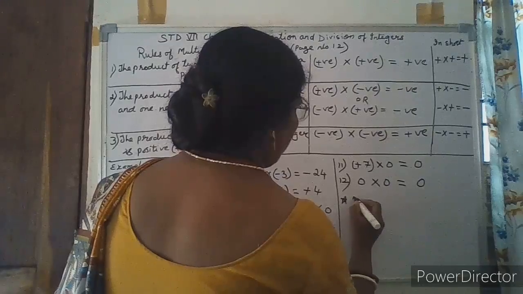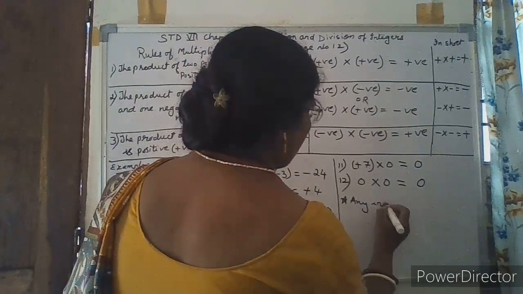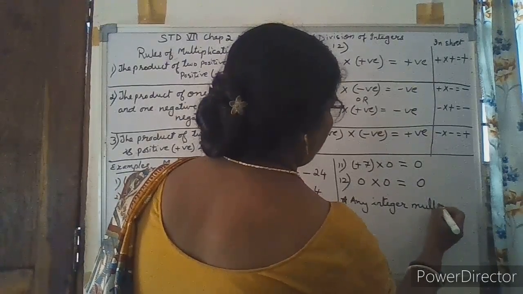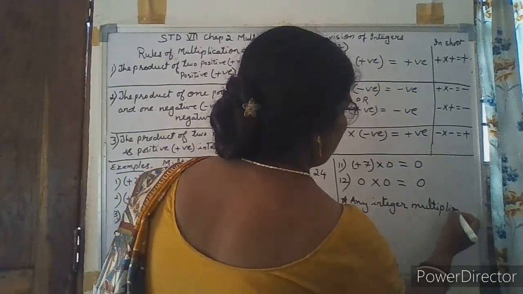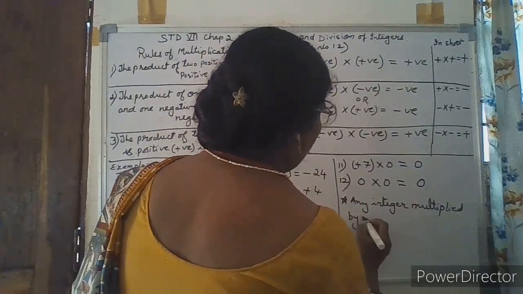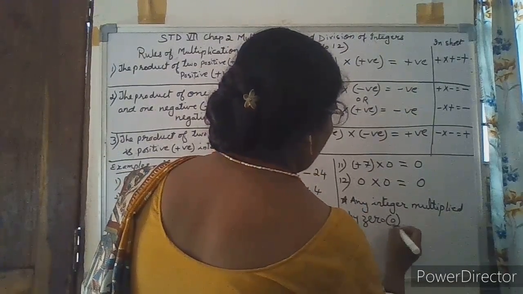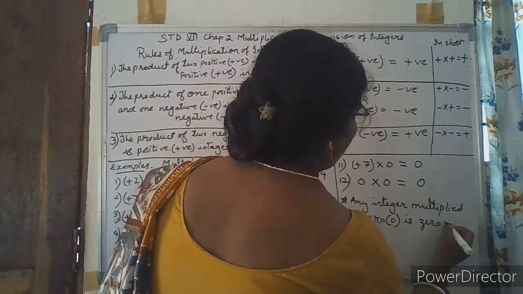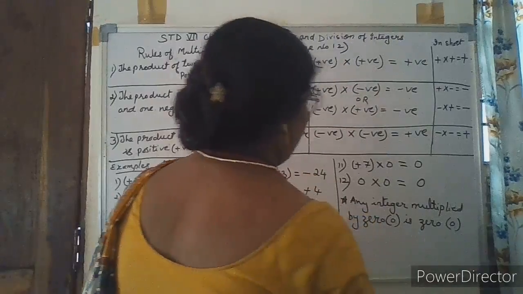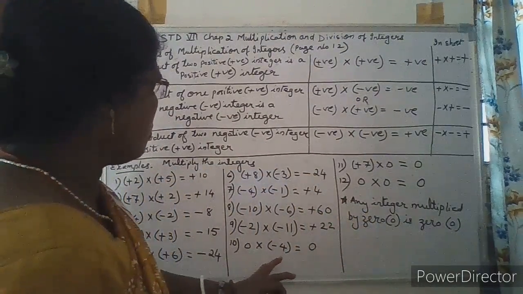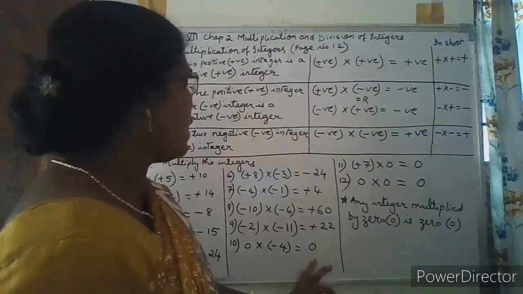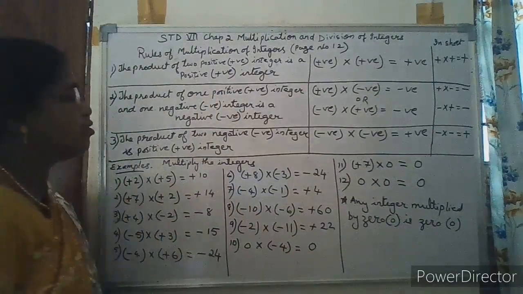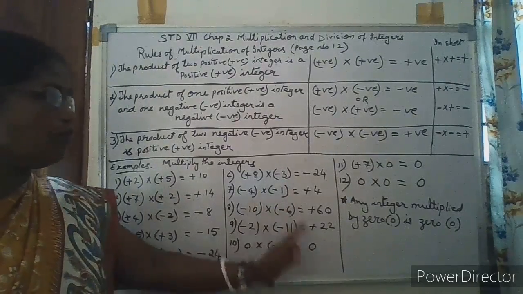Any integer multiplied by 0 is 0. So you have seen here a few examples. Any number or any integer multiplied by 0 is 0 itself. So this is multiplication of integers.